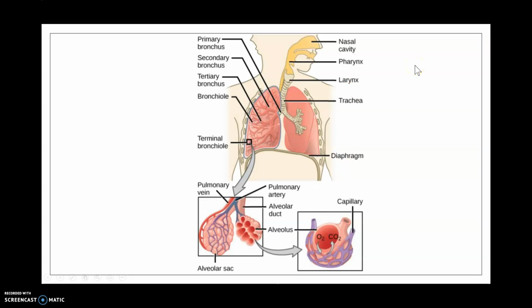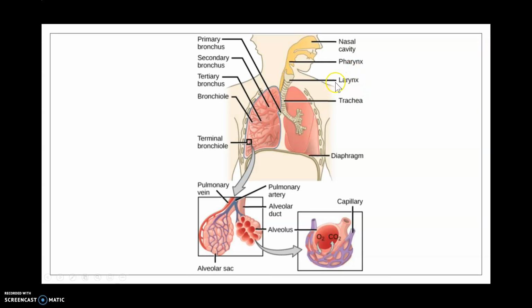So again, let's take a look at what these different structures look like. We're going to start here in our nasal cavity or our oral cavity. So you can see here they're both connected in the back of our mouth, which is where we see our pharynx. And then you also see this structure called your larynx.